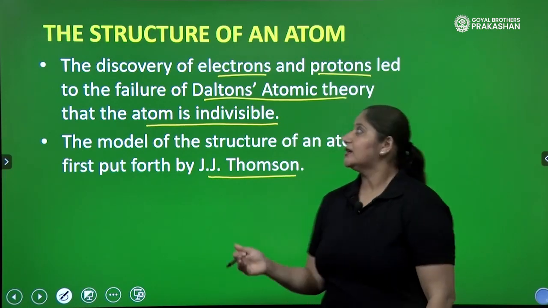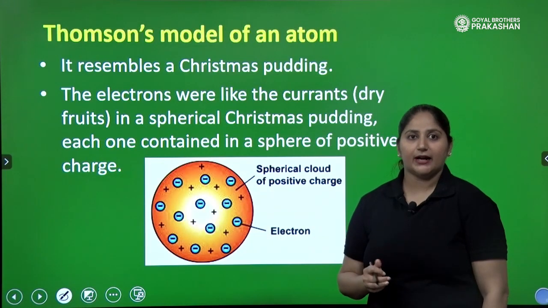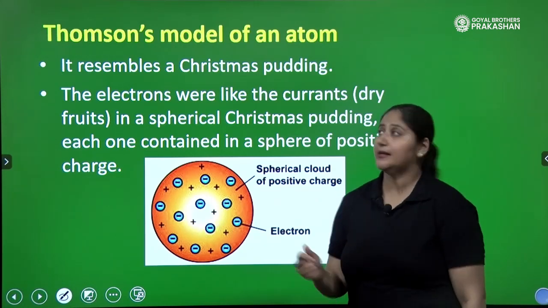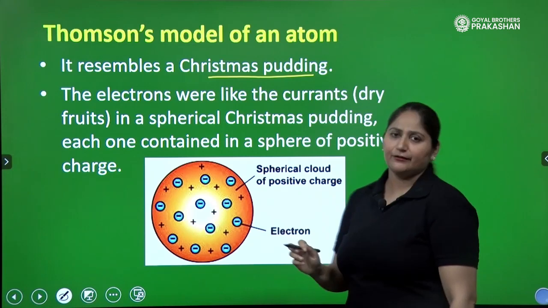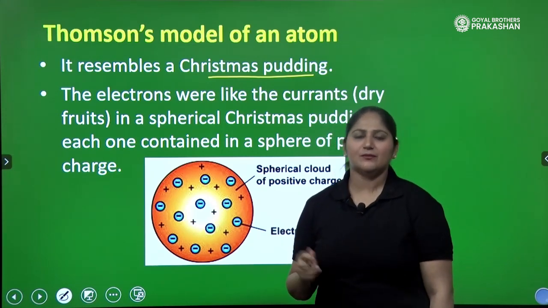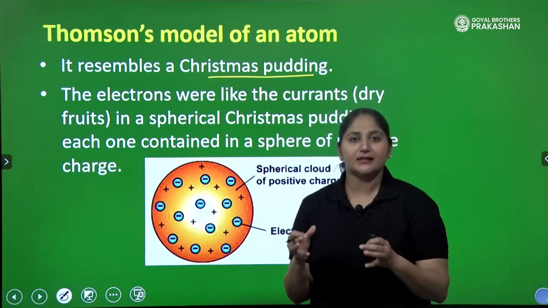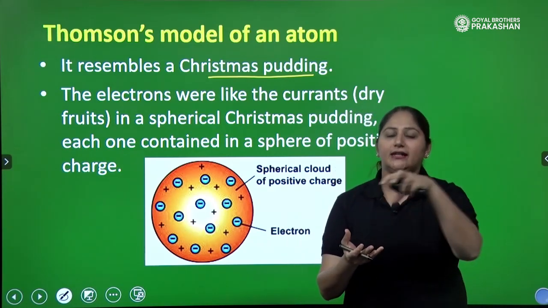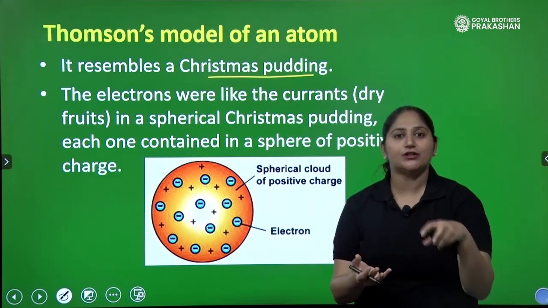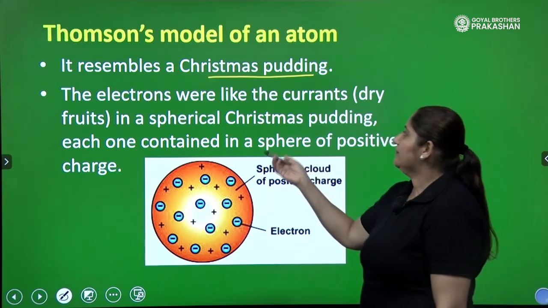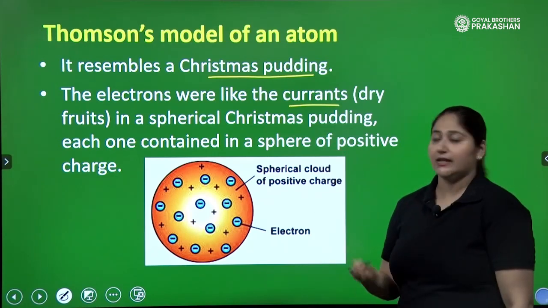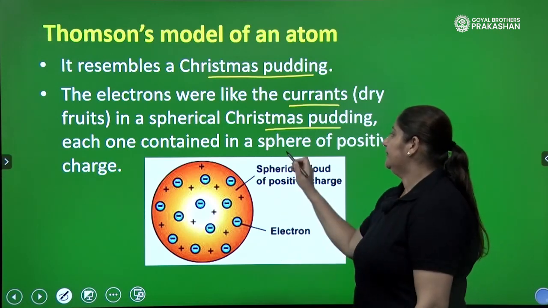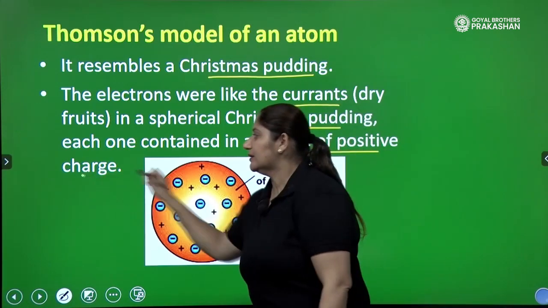According to Thomson's model of an atom, the structure of atom resembles the Christmas pudding. Have you ever tried Christmas pudding? Yes, I am sure it's really tasty. So what is there in Christmas pudding? You can see the raisins, the currants on the surface, or within the spongy bread. So the electrons were like the currants, dry fruits in the spherical Christmas pudding, each one contained in a sphere of positive charge.